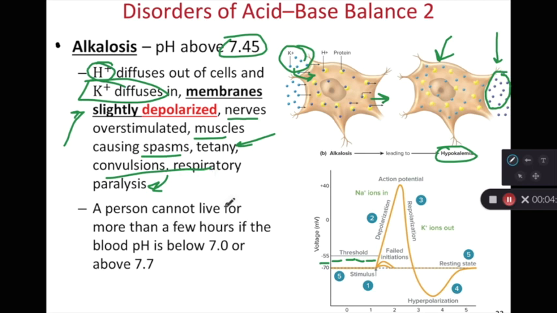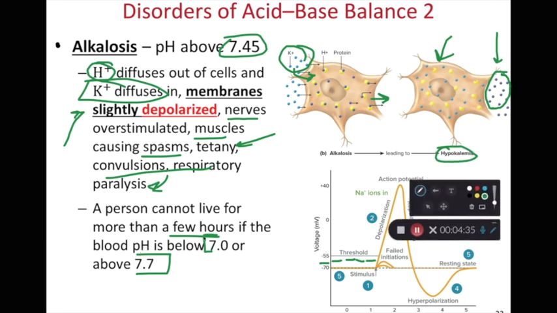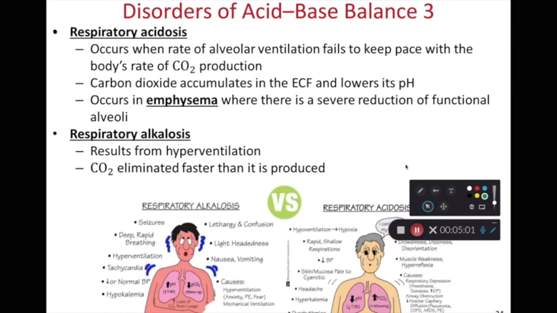We find that a person can't live for more than a few hours if their blood pH is below or above these critical thresholds, 7.0 versus 7.7. And if we alter the blood pH even further, to 6.8 or 8.0, that kills the person in a very short period of time, minutes. So these fluctuations in pH, whether we have acidosis or alkalosis, have very profound effects on the body by altering the electrical activity of the muscular cells and neurons within our body.